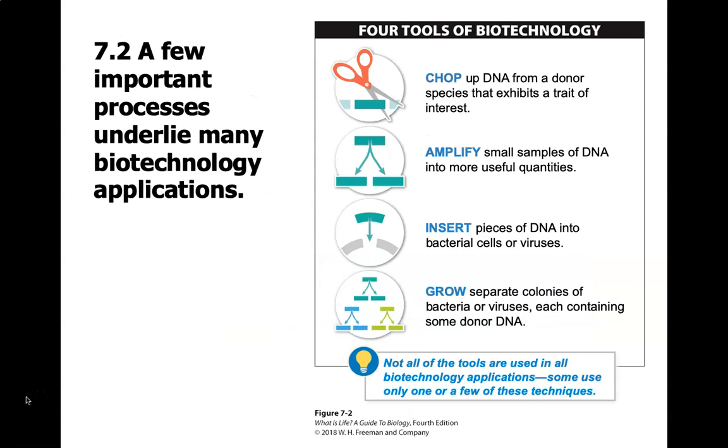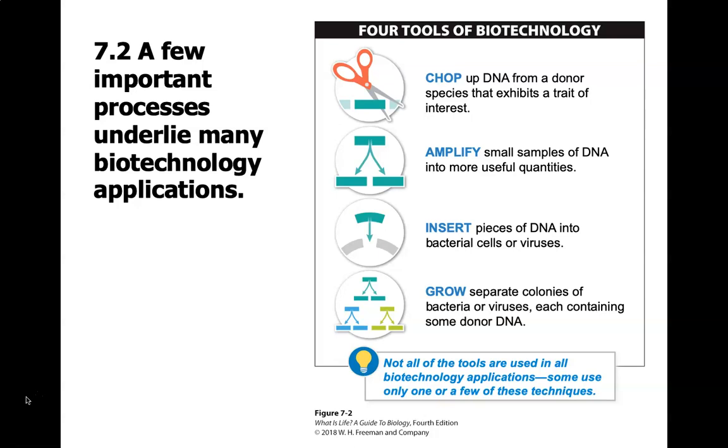All right, so let's talk about the general process of biotechnology. And we're going to see these processes, maybe some of them, all of them together, in the different applications for biotechnology. So the first thing we need to do is we need to chop DNA out of the species that has a trait we're interested in. Then we need to amplify it. That means that we need to take that DNA that we're interested in and make a whole bunch of copies of it, because a small amount of DNA is not very useful.